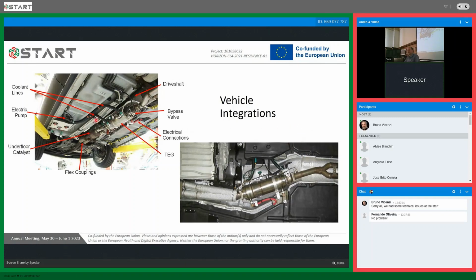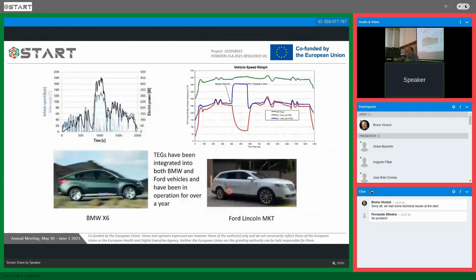This is the Ford integration, where you can see the generator integrated into the bottom of the car, and the coolant lines and the bypass valve, the electrical connections. And then this is the BMW integration, where you can see the TEG with the exhaust line coming in. Again, these are the two vehicles that they were integrated on, and here is a set of test results for both of those vehicles.